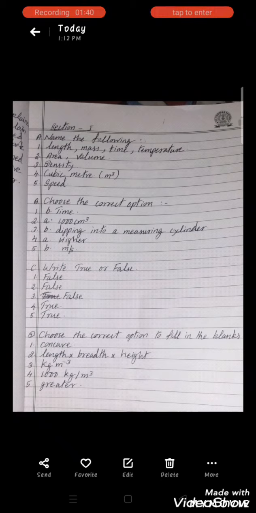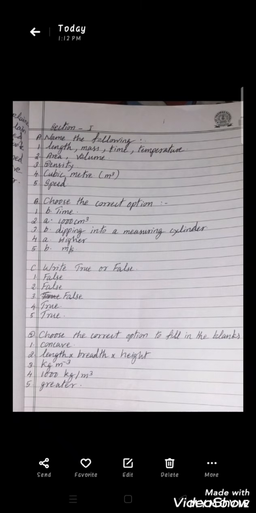Then number 3, mass per unit volume. Name the mass per unit volume. That means when we divide mass by volume, what we get? We know the mass per unit volume, we get the density of that substance. Then number 4, SI unit for volume. The SI unit for volume is cubic meter. In bracket we can write m to the power 3.